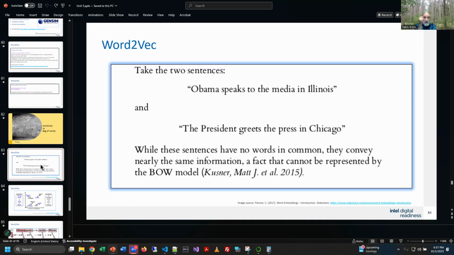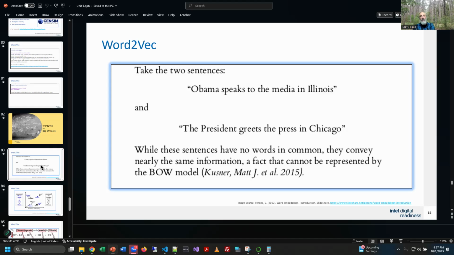All right, let's do a little comparison now. So word to vector kind of does this. You've got two sentences here. Obama speaks to the media in Illinois. The other sentence, the president greets the press in Chicago.